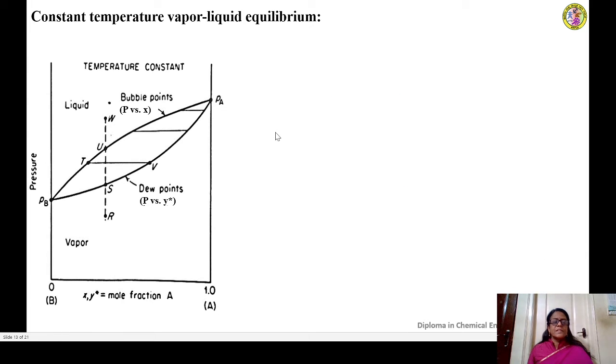So that is the characteristic of constant pressure vapor liquid equilibrium. Let us now consider the constant temperature vapor liquid equilibrium relation. So constant temperature vapor liquid equilibrium is the relationship between the pressure versus the liquid phase composition X and pressure versus the equilibrium vapor phase composition Y star.